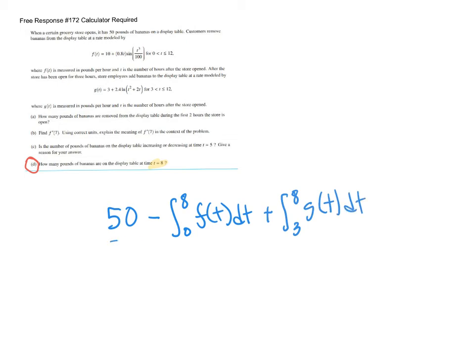So we start with 50. We take away over 8 hours this definite integral, and we add in over 5 hours this definite integral. When I did that computation, I came out with the number of pounds currently on the table at 8 hours at 23.347 pounds. And that's after 8 hours. 23.347 pounds after 8 hours.